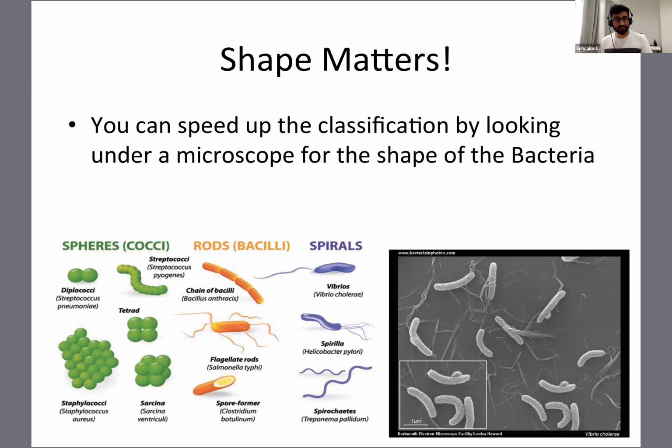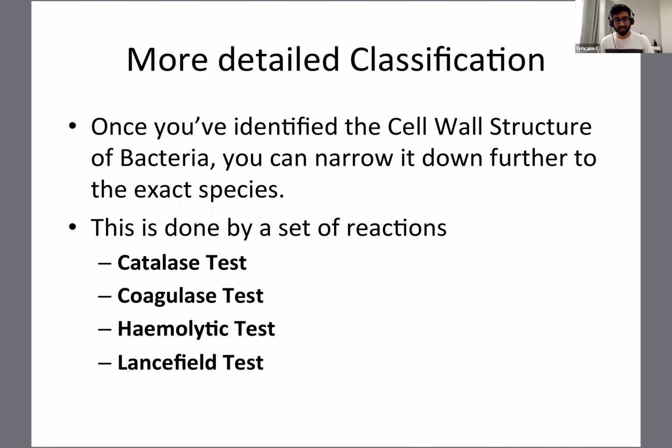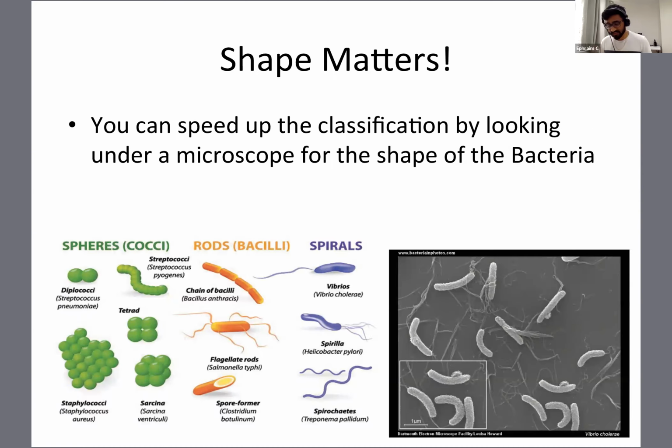Another way you can speed up this whole classification process, because let's say, for example, you've got a blood stain, and you're a scientist or a doctor, to take this blood stain, which potentially may contain bacteria, and identify what species it is, it's going to take a long time. And we don't have that much time if we're talking about life-threatening bacteria. So what you can do is speed up classification by just doing a simple microscopy test and seeing what the shape of the bacteria is. And it's another way you can classify bacteria.